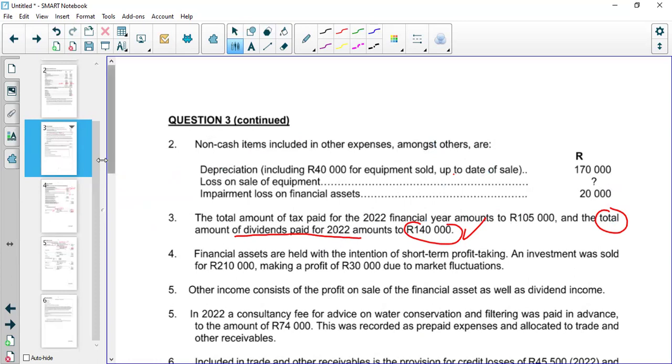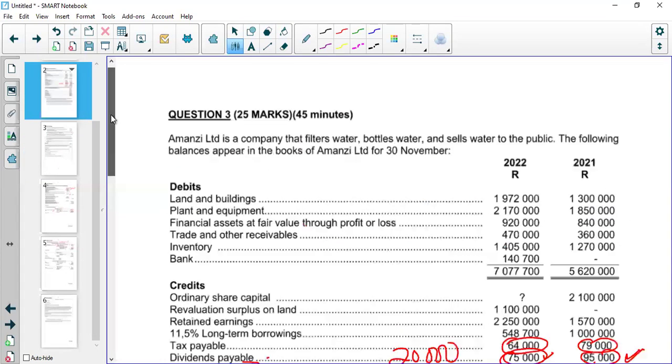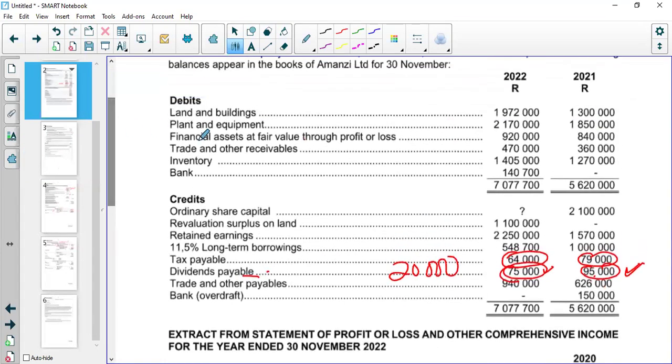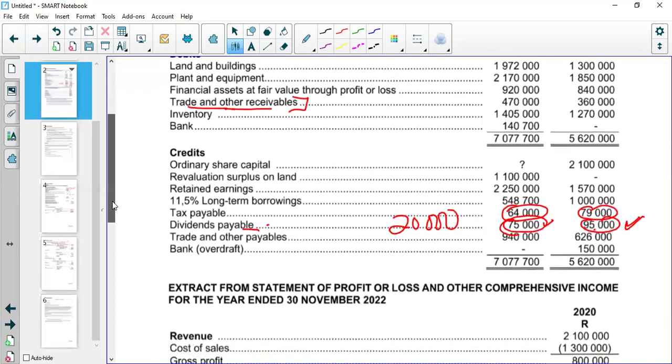Then dividends received. So we start from dividends receivable last year. They would be under, maybe, trade and other receivables. Remember, if the dividends receivable are included under trade and other receivables, then we have to exclude them because we want trade receivables only. But now we're looking for dividends received, right?